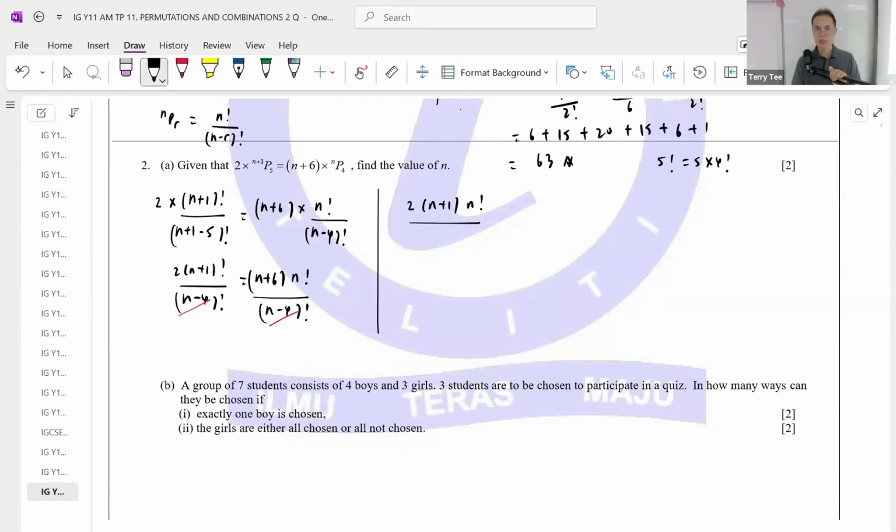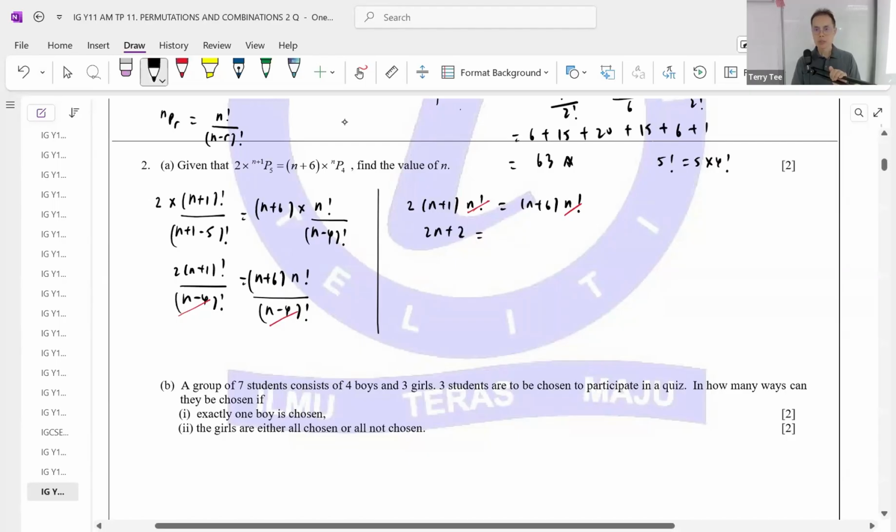So why do we do that? Because we want to cancel with this n factorial on the right hand side. So you can cancel this, right? A light cut so you can see. So you are left with 2n plus 2 followed by n plus 6. As I bring over, what's your n? Your n is just 4.